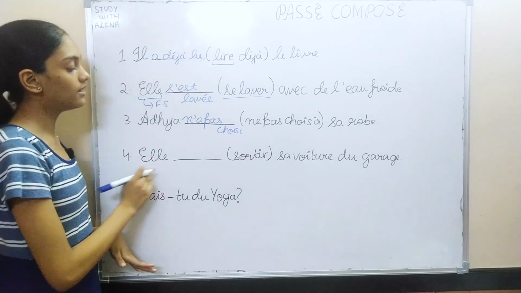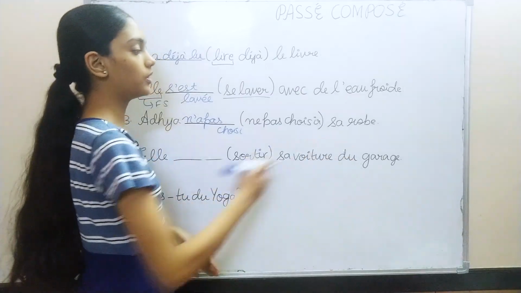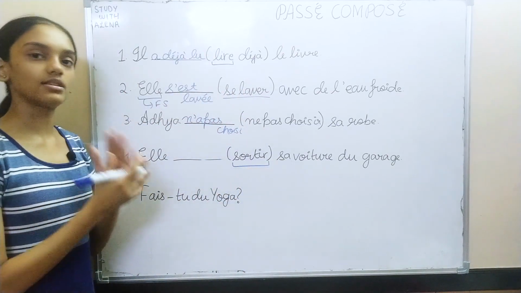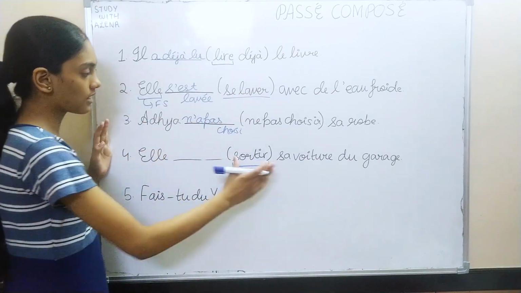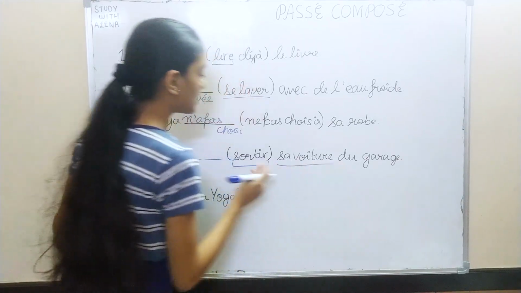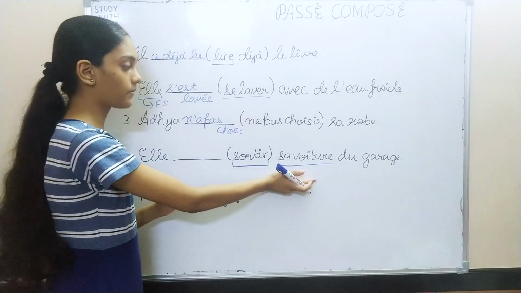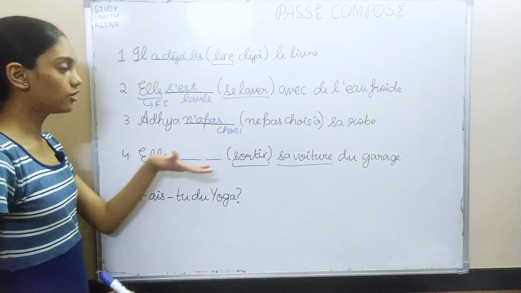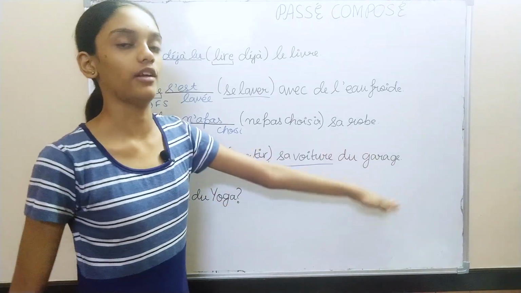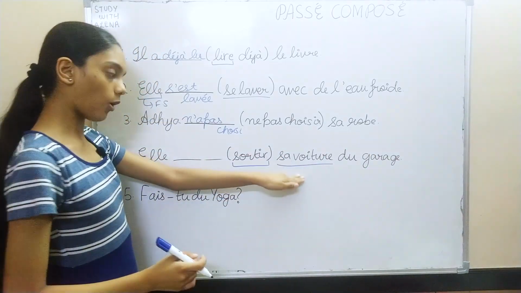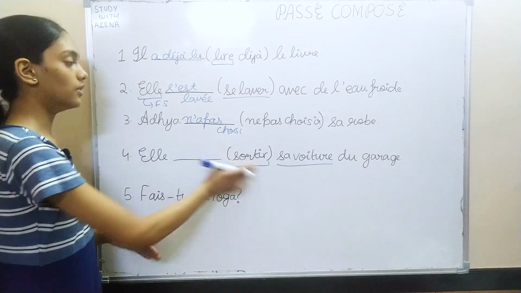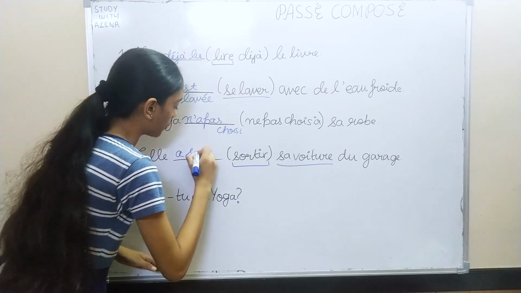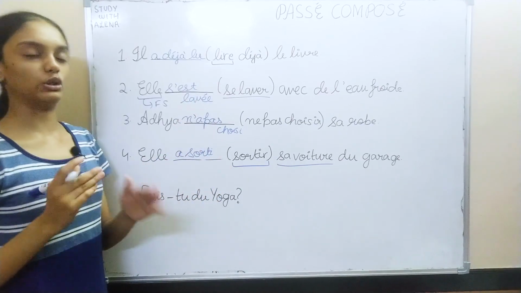Fourth question, elle dash sortir sa voiture du garage. Now here you see sortir, and I just told you about transitive and intransitive verbs. Here our object is directly after our verb. We do not have any preposition in between, and the sentence means she took her car out of the garage. So the action is being done on the object, which is the car. So this will be conjugated with avoir. So it becomes elle a sorti, and as we are doing it with avoir, we will not do the accordance.